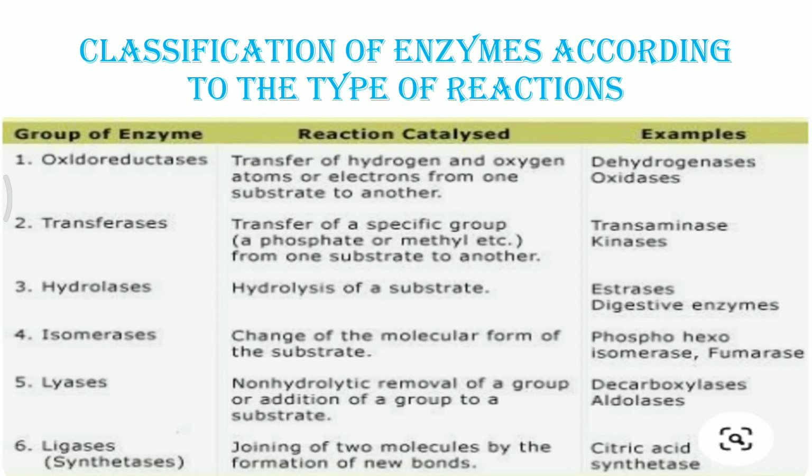First is oxidoreductase. These enzymes catalyze the oxidation as well as reduction reactions by transfer of a hydrogen or electron from one compound to another. A compound is reduced on accepting a hydrogen or electron, and is oxidized on losing hydrogen atoms and electrons. This is known as oxidation as well as reduction.